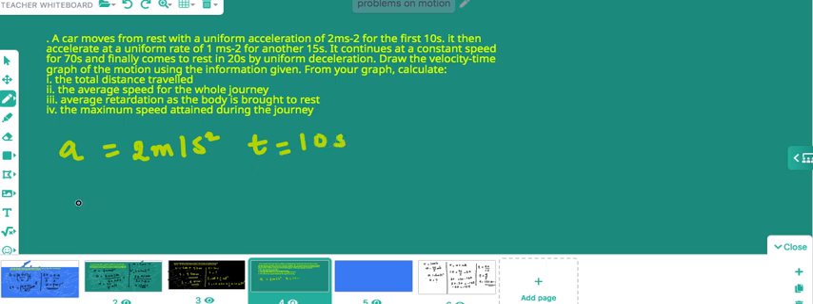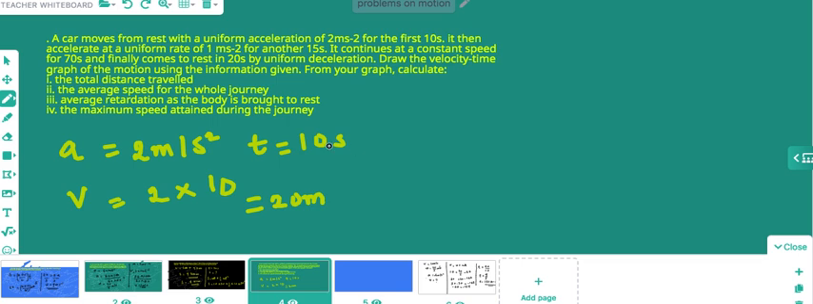We don't know the velocity, so we can calculate it. V equals u plus at. Since the body is starting from rest, u is 0. So we have 2 times 10, and your answer is going to be 20 meters per second. So the first one is 20. Since the body starts from rest, u is 0, so we don't need to write u again.